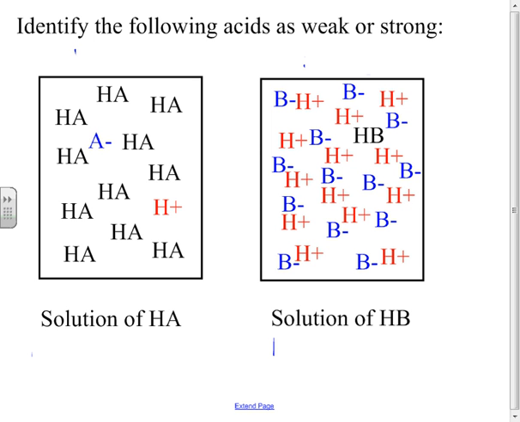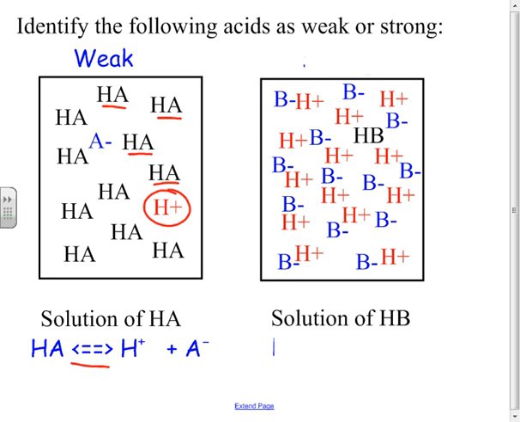Given a diagram, you should be able to identify an acid as strong or weak. If we look at the first one, most of the acid is undissociated. There are very few free hydrogen ions present, and that identifies it as a weak acid. And so if I were to write the dissociation reaction for this one, note the double arrow indicating equilibrium, and generally the equilibrium position is far to the left, meaning again, mostly undissociated, very few hydrogen ions being formed.